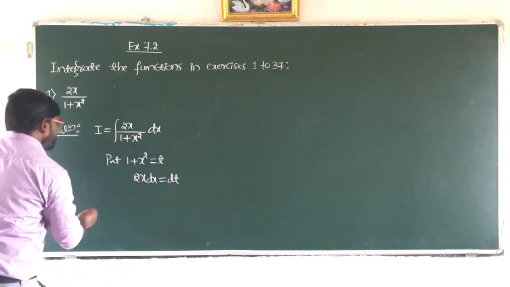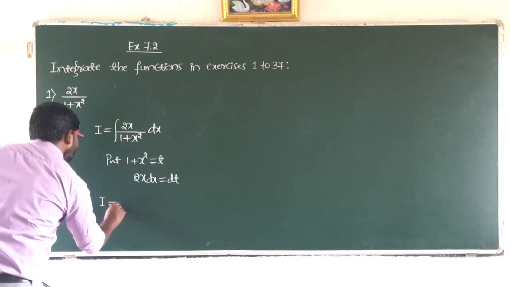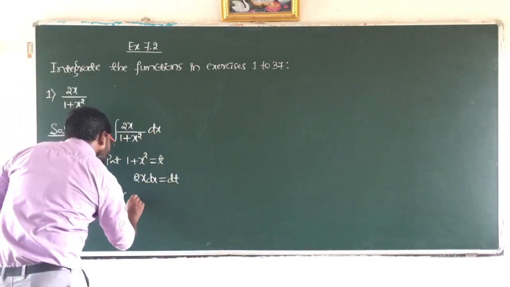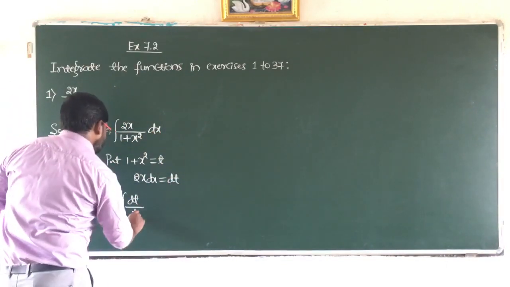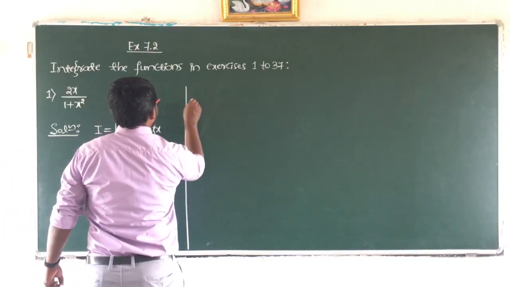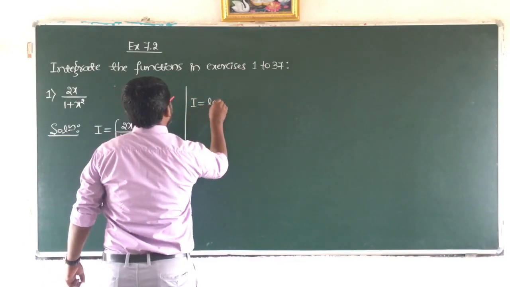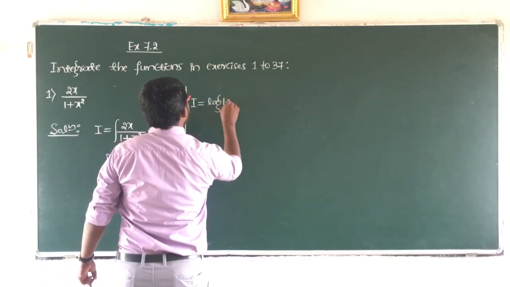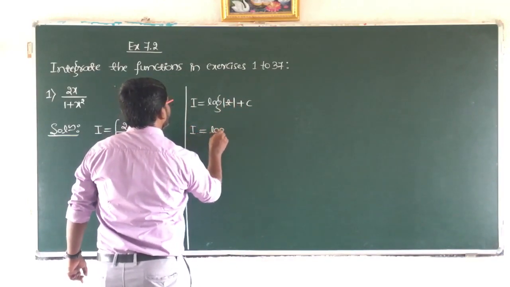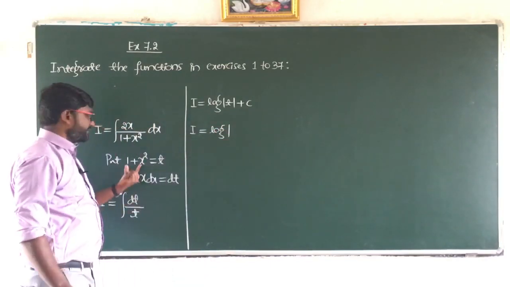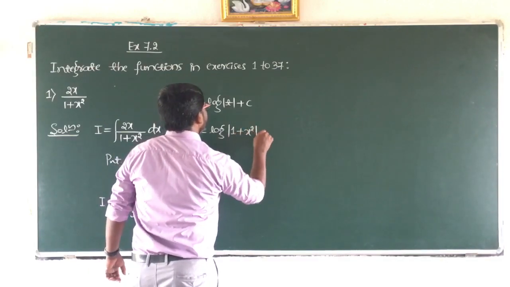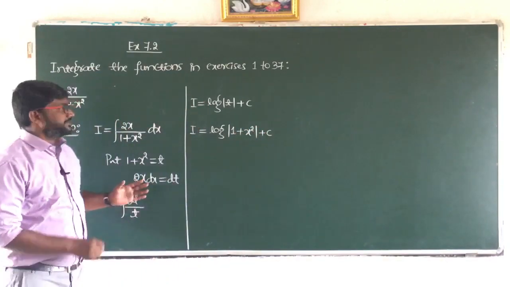So now let us rewrite the integral, which is equal to integral 2x dx will be dt divided by t. So what is integral dt by t? It is log mod t plus c. I is equal to log mod t plus c. What is t now? It is 1 plus x square. I is equal to log mod 1 plus x square plus c. So this is all about the first problem.